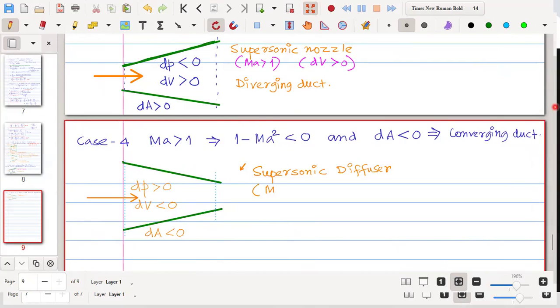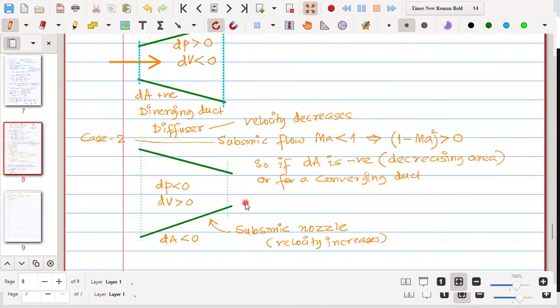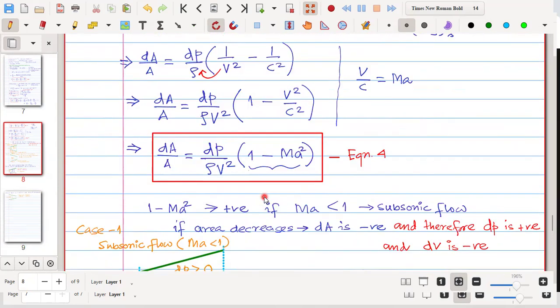Supersonic because Mach number is greater than 1. Diffuser because velocity is decreasing. Okay? Clear? Yes, sir. Okay. You can directly relate this term. So 4 cases must be crystal clear.